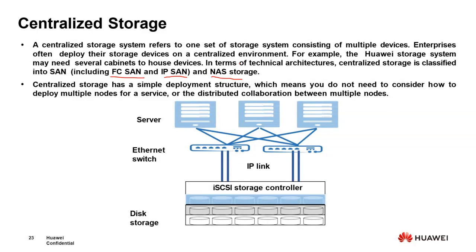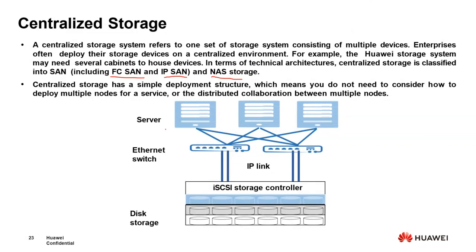The good thing is both connections can coexist on the same device or on the same network connection, without conflicting with each other. So you can have a NAS connection and an FC SAN connection and an IP SAN connection, all on the same network, no problem. It's not mutually exclusive. They can coexist with each other.